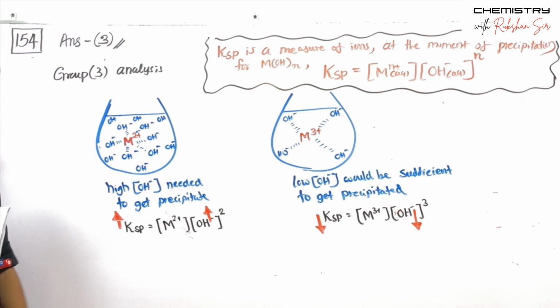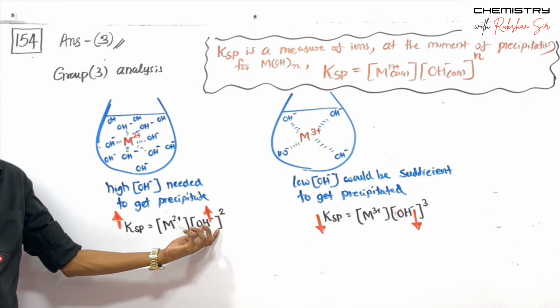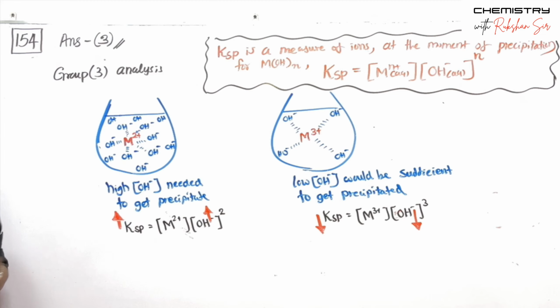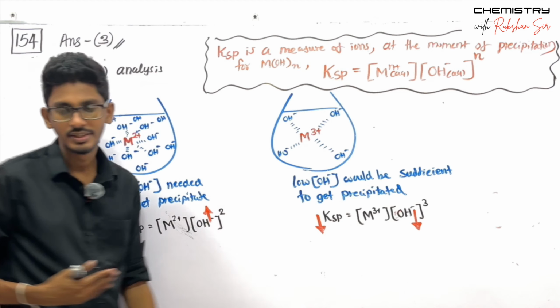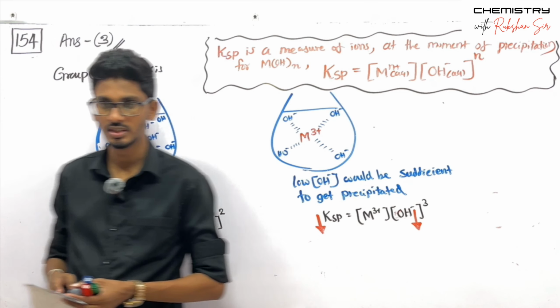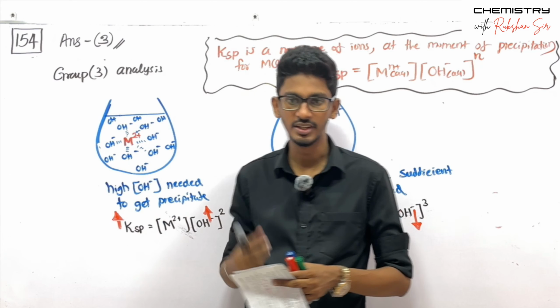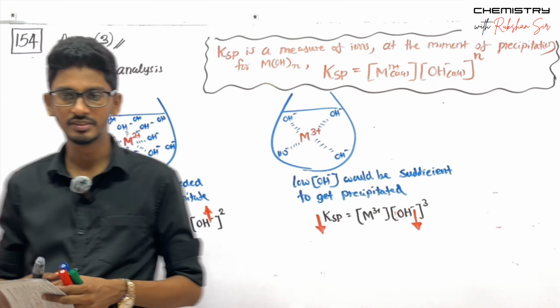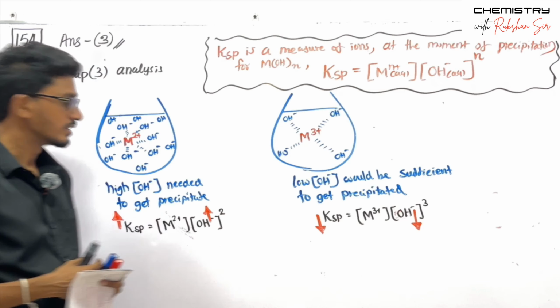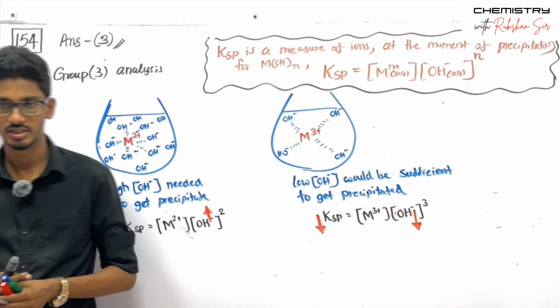With the low amount of OH minus, you can't precipitate these high Ksp hydroxides, because they need a high OH minus concentration to get precipitated. That is how the Ksp is related to the concentration of OH minus in group 3. The same concept can be applied for group 2 and group 4 analysis with the sulfide ions. When it comes to metal sulfides, the same logic can be applied, right? Something to do with the charge density as well, the charge of ions.